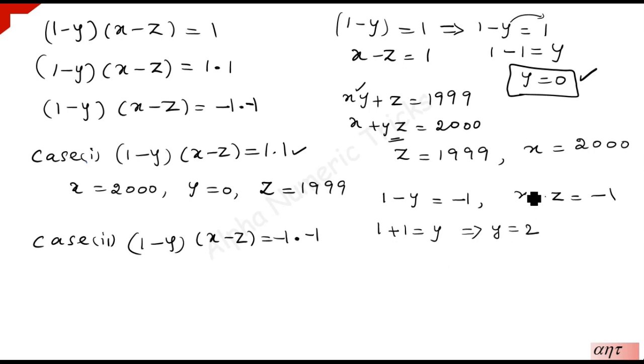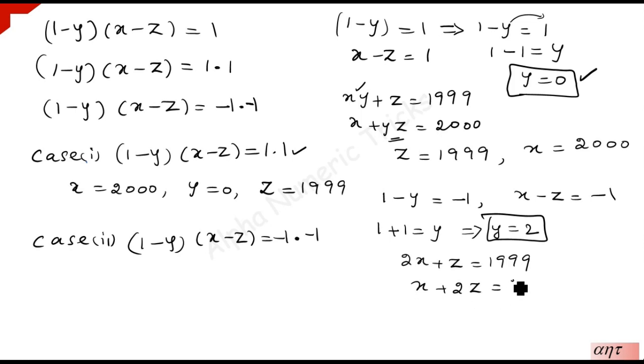So you just substitute y is equal to 2 in the given problem. When you substitute y is equal to 2 in the given problem, we have 2x plus z is equal to 1999, and here we have x plus 2z is equal to 2000. Okay, this is what we have after substituting this value. Now we are going to solve these terms.